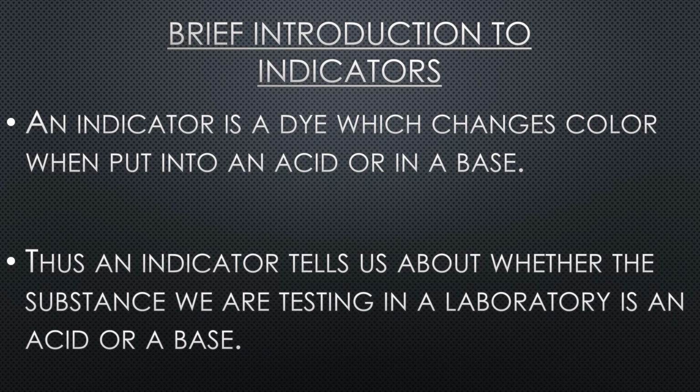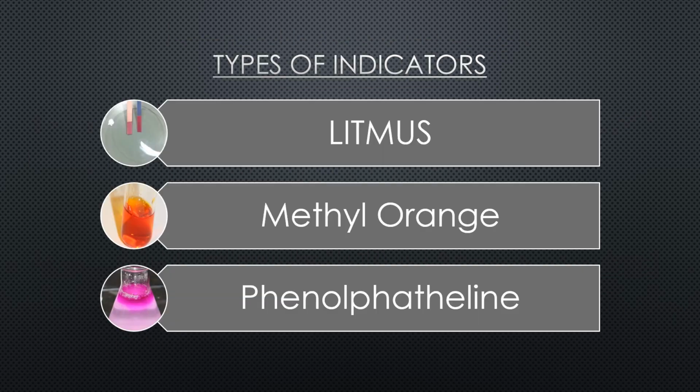So an indicator is a dye which changes color when put into an acid or base. These indicators are chemical substances and they indicate whether the substance we are testing in a laboratory is an acid or base. They give different colors in acids and bases. Thus the indicator tells us whether the substance we are testing is an acid or base by change in its color. Now there are three types of indicators.